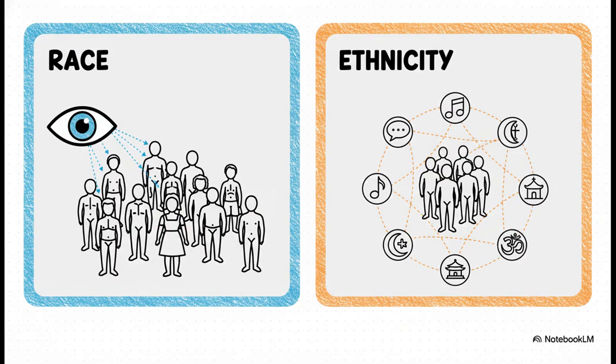And you've got to distinguish that from ethnicity. While race is about perceived physical traits, ethnicity is all about a shared cultural heritage. You know, things like a common language, family traditions, religious beliefs, or national origin. It's why, for example, the U.S. government considers Hispanic an ethnicity, not a race.